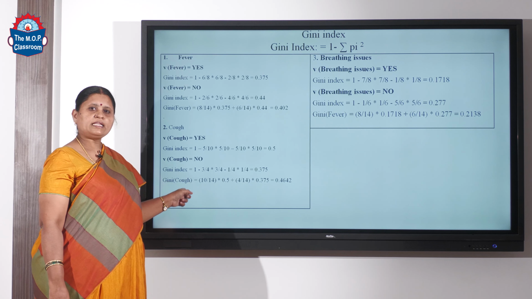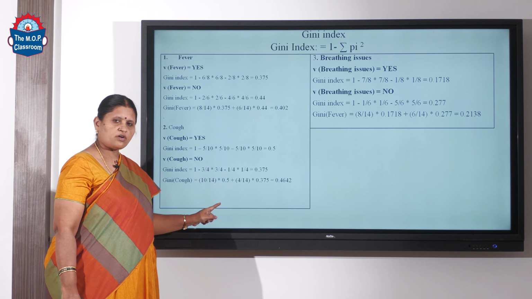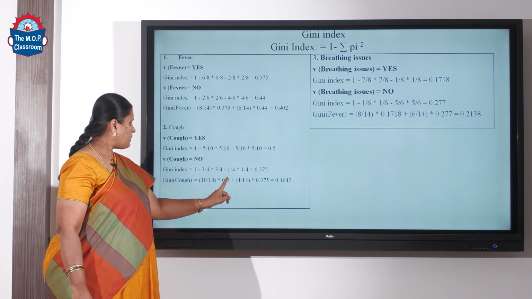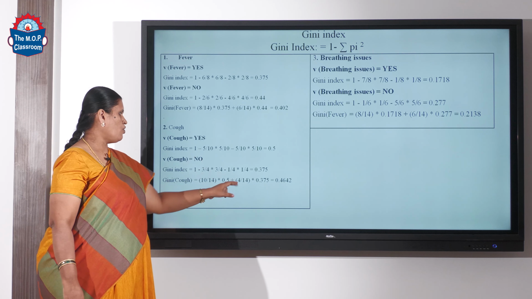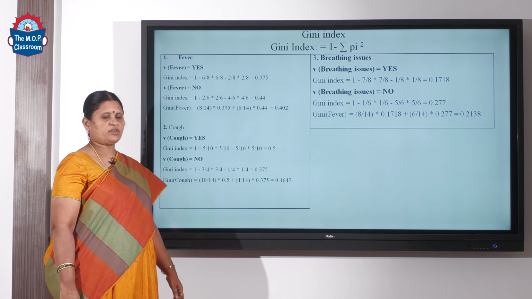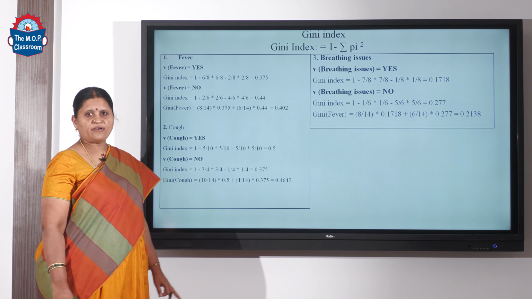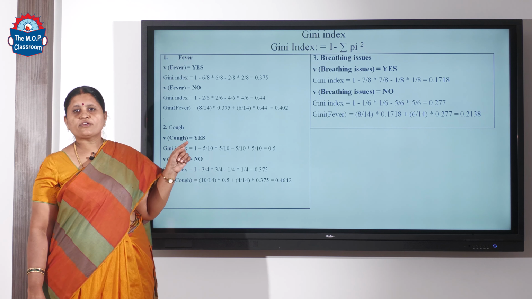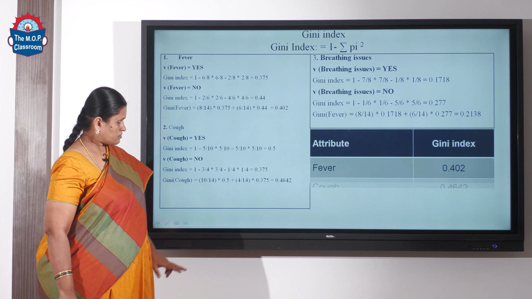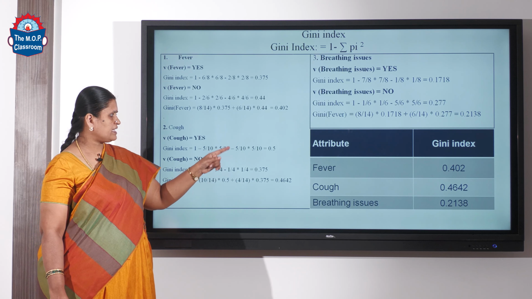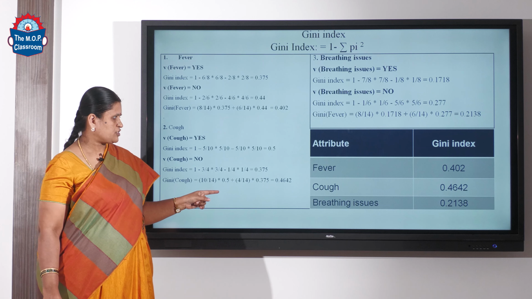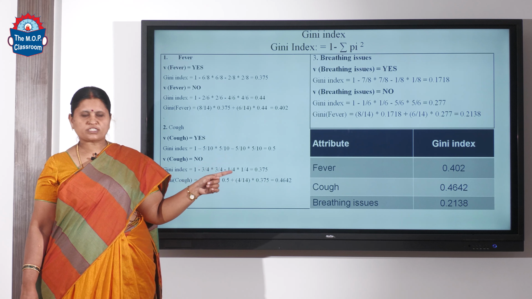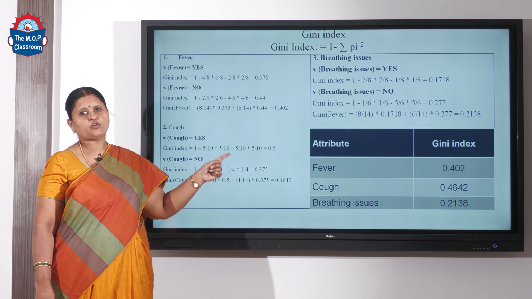So to find out the Gini index of cough, out of 14 records, 10 records are positive. So that is 10 by 14 into 0.5, plus out of 14, 4 are no, so 4 by 14 into the value we found, 0.375. So totally we have 0.4642. Like this, we are going to calculate for breathing issues also. So the consolidation figure of the Gini index of the different attributes here is fever 0.402, cough 0.4642, breathing issues 0.218.